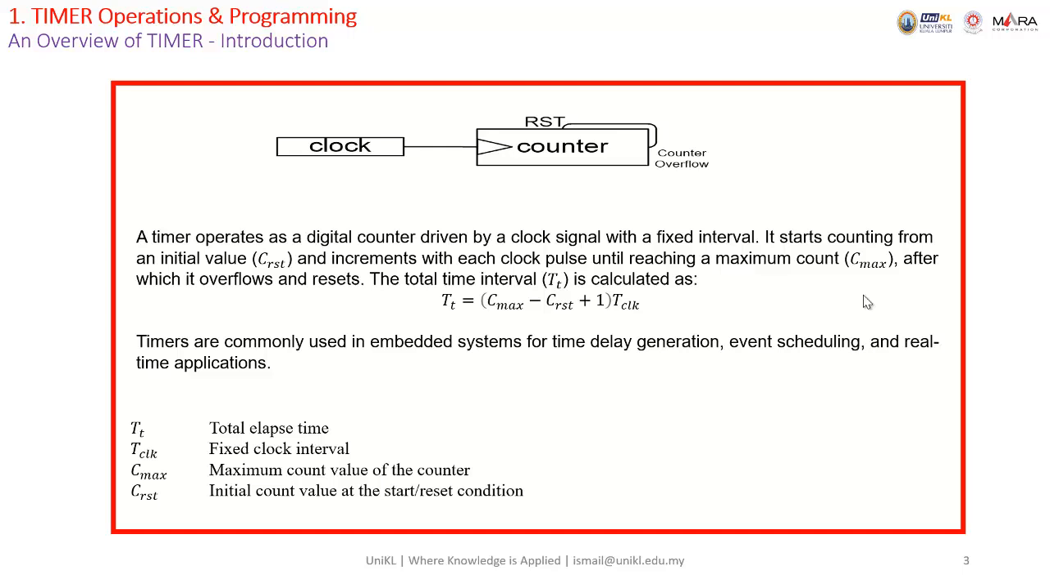So we take advantage of when it rolls over, in other words, when it overflows. When it overflows or rolls over, it will generate the interrupt. So that's the idea of it.